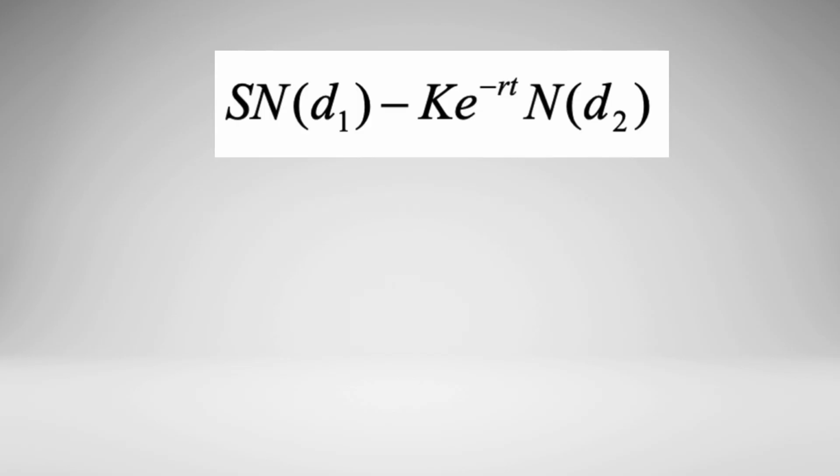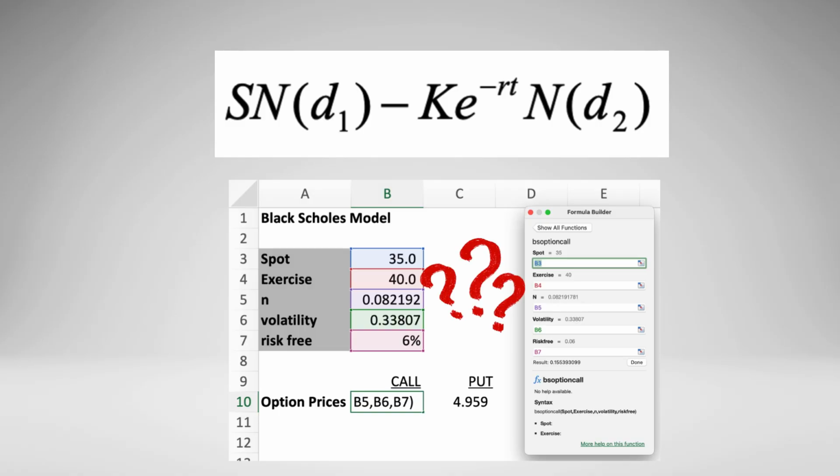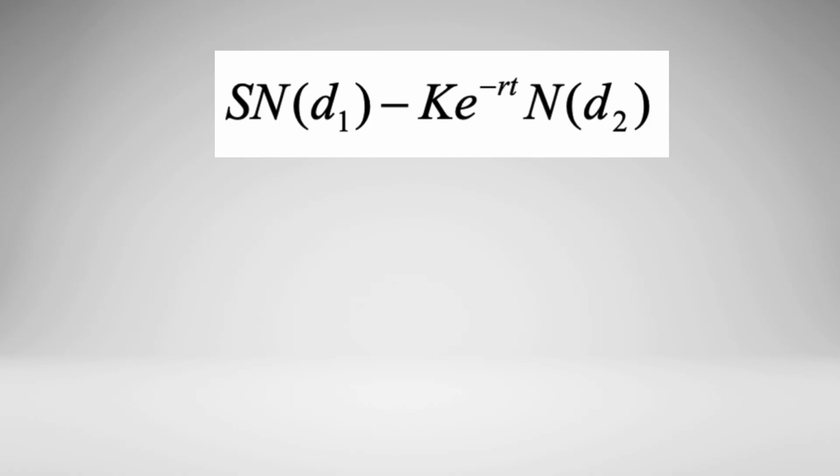And then second is that the written formula requires inputs called D1 and D2, but they're not required inputs to the worksheet solution, meaning you don't even type inputs for D1 and D2. So today we will explain the mysteries around this model and then some.